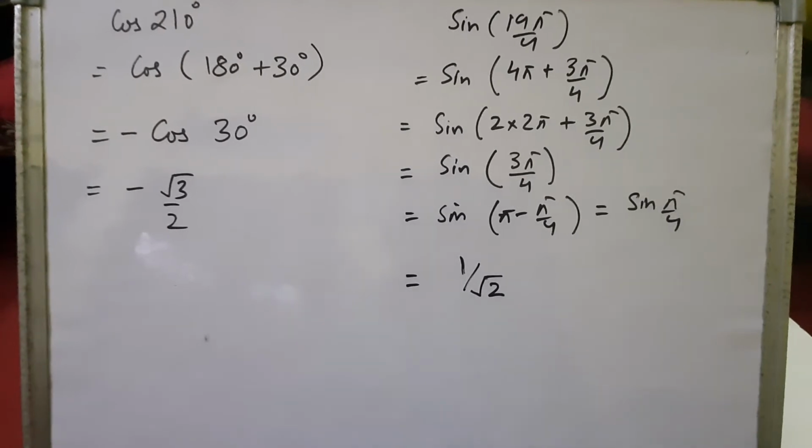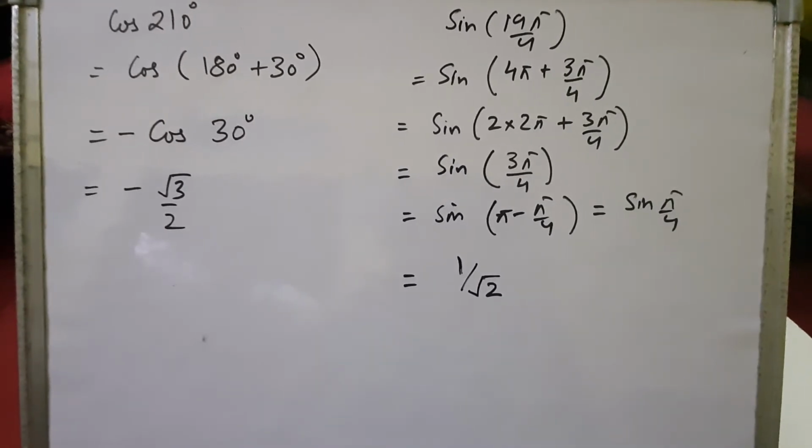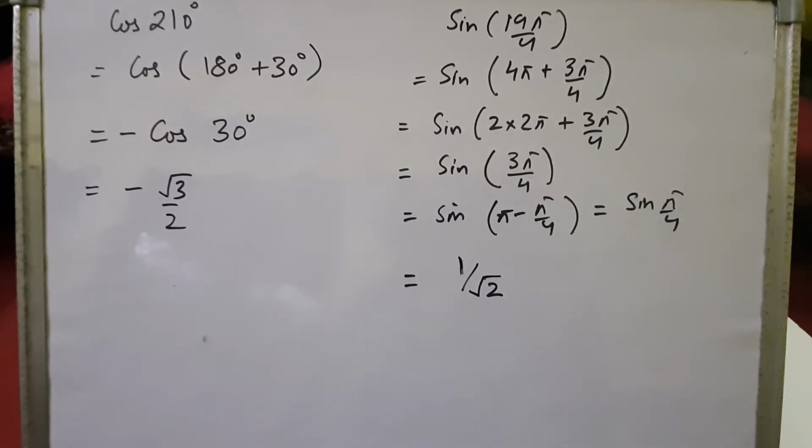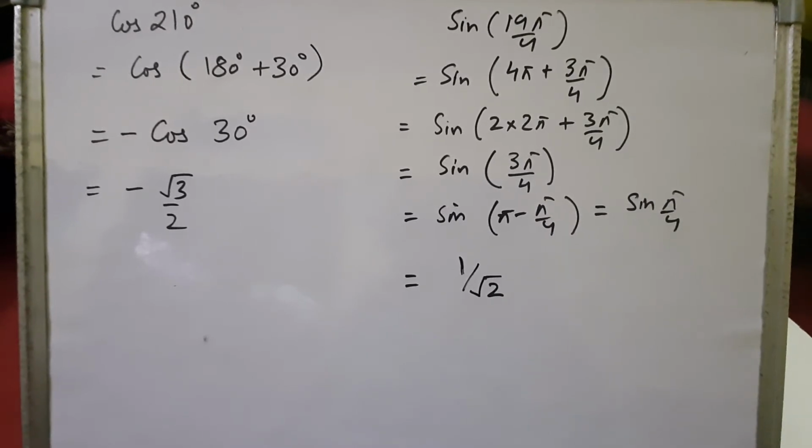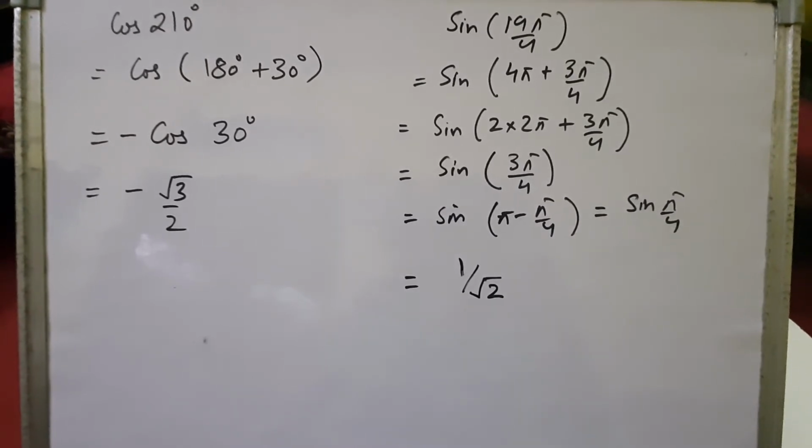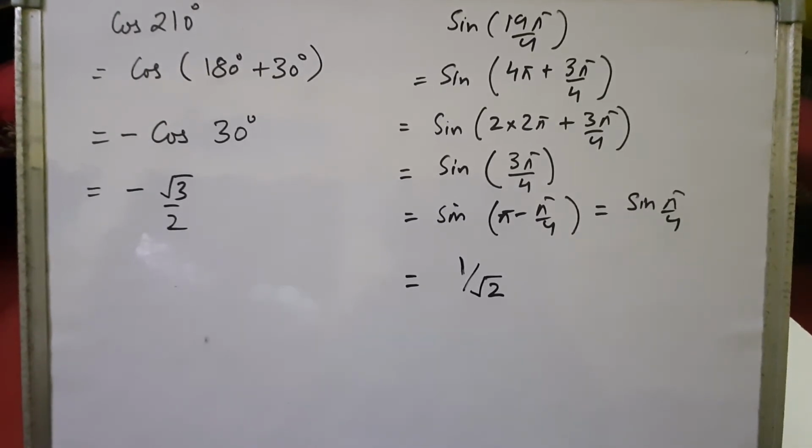Now let's discuss a few sums, children. Suppose it is given, find the value of cos 210 degrees. Now cos 210 can be written as cos(180 + 30) degrees. 180 plus 30 is 210. So we can write cos 210 as cos(180 + 30) degrees.